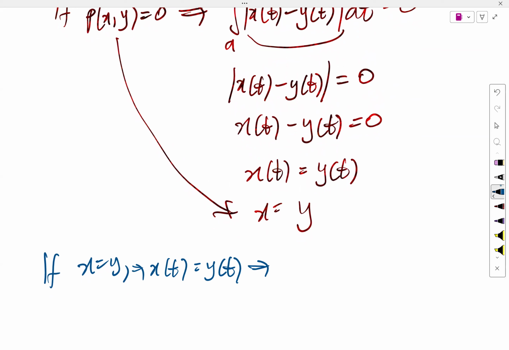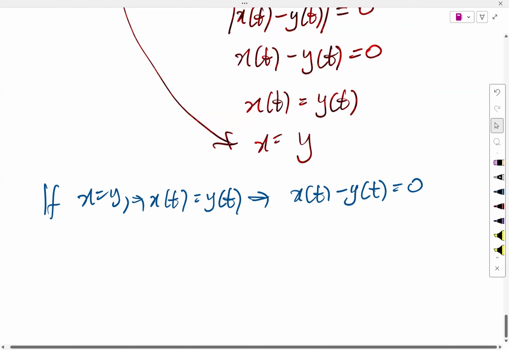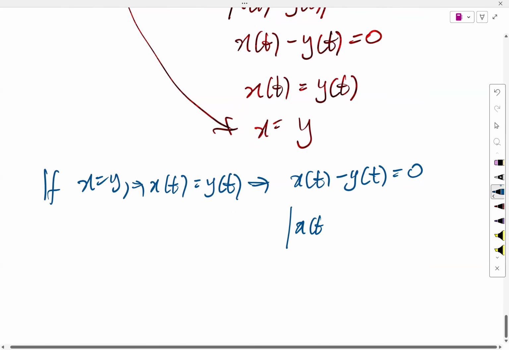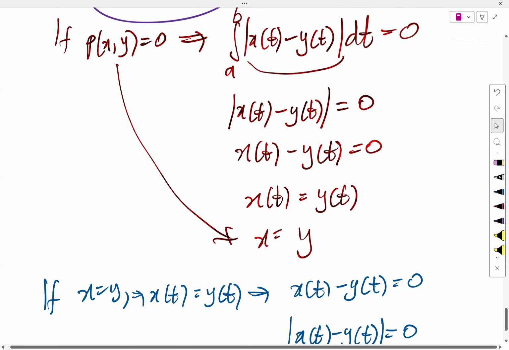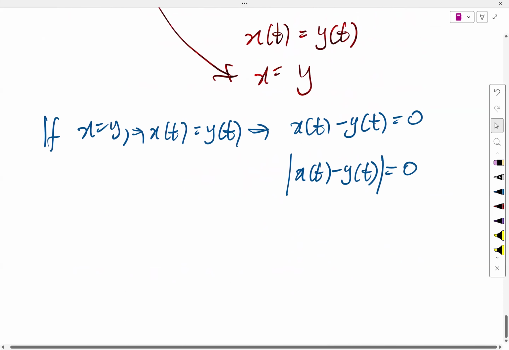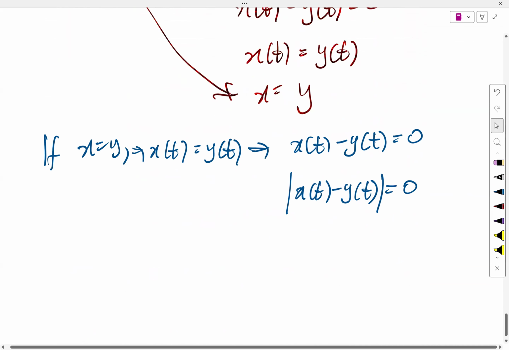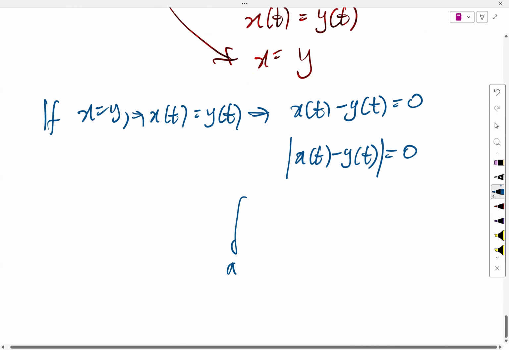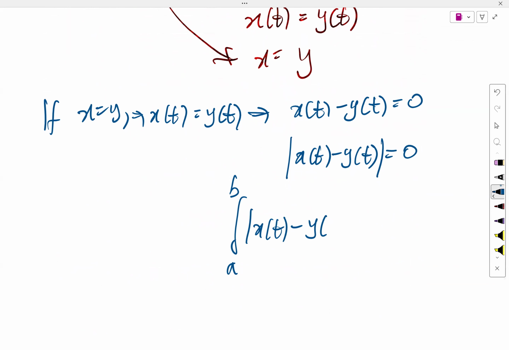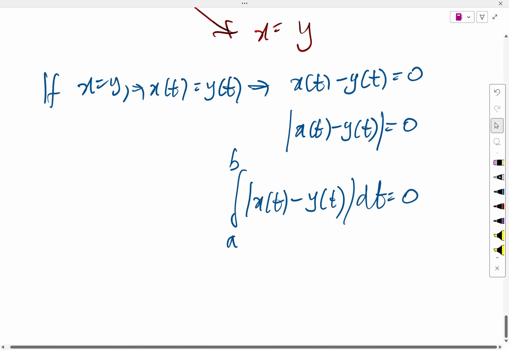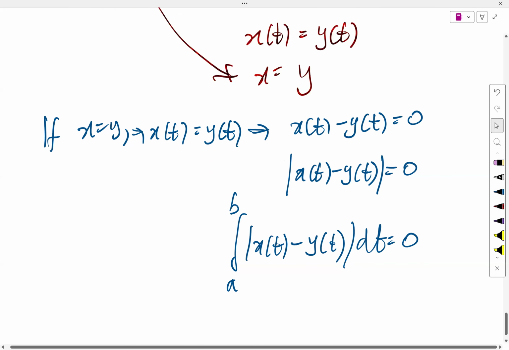That means that this also implies that x of t minus y of t is equal to 0. And then you can keep going and say the absolute value of x of t minus y of t is equal to 0. And then, of course, if you now do the integral and all that, it's still the same. So the integral from a to b of the absolute value of x of t minus y of t dt is still 0.